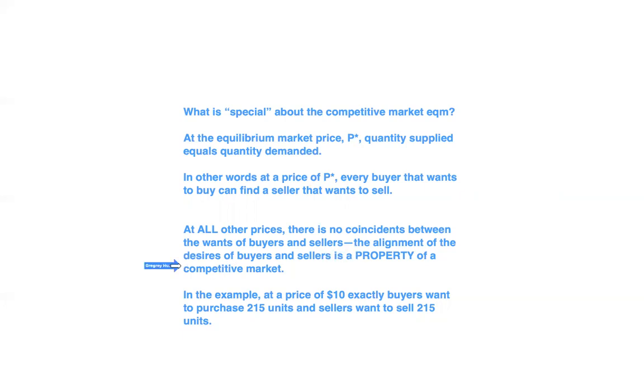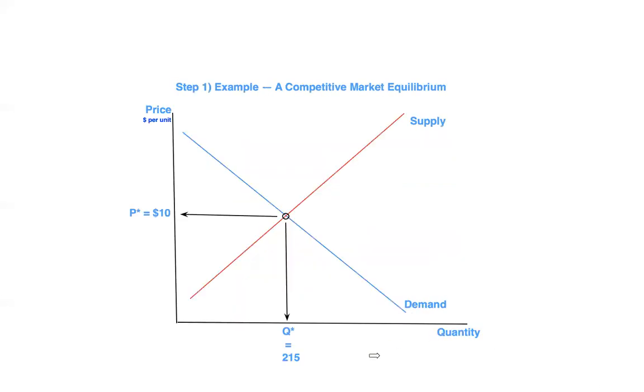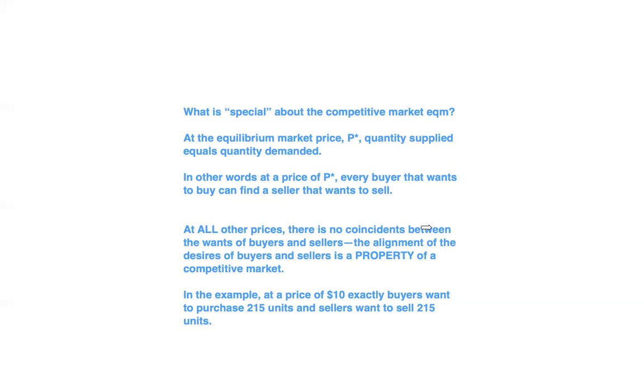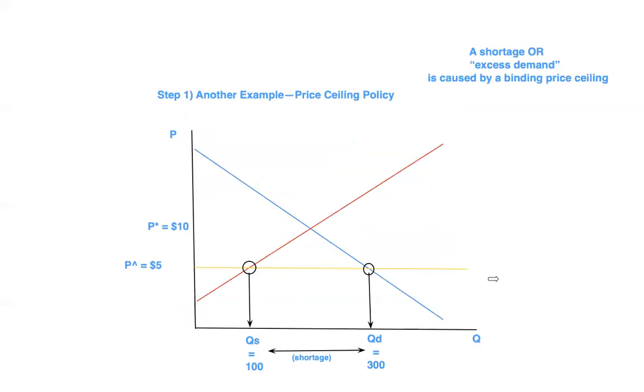That's one that you're introduced to in your book at the beginning and that we've talked about in lecture so far. Again, in this example, at a price of $10, the buyers want to purchase 215 units and the sellers want to sell 215 units. Again, take another look at the diagram. At any other price, that won't be true. And that's what we mean by characterizing our equilibrium. Okay, so we'll move to another example.